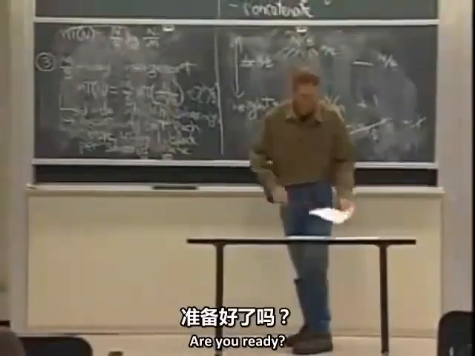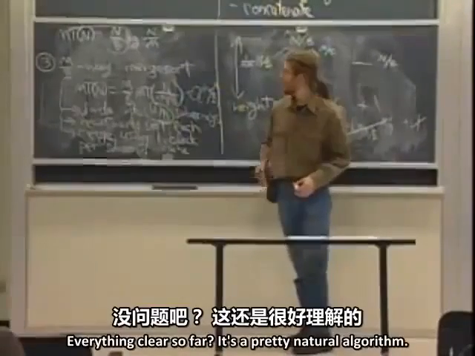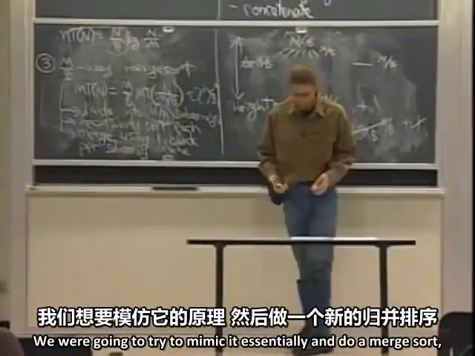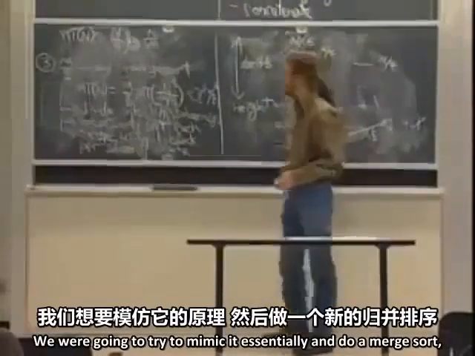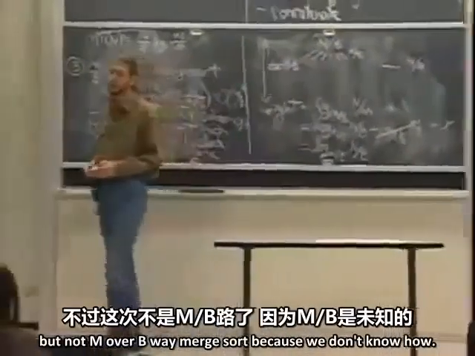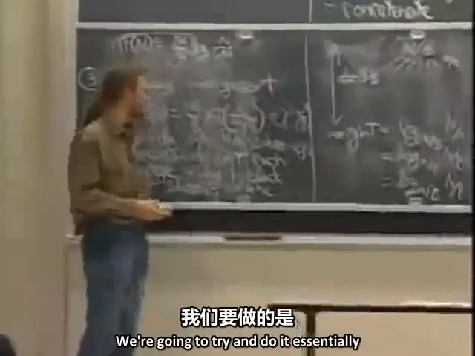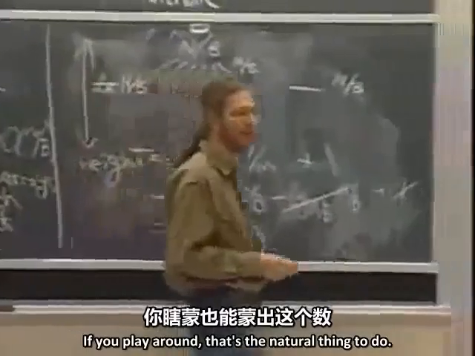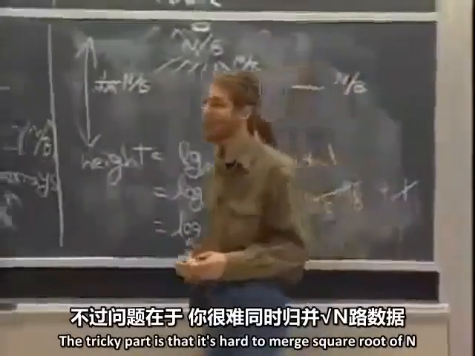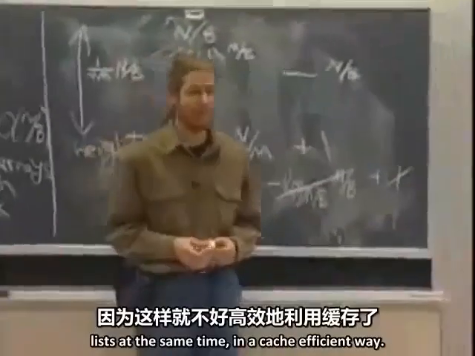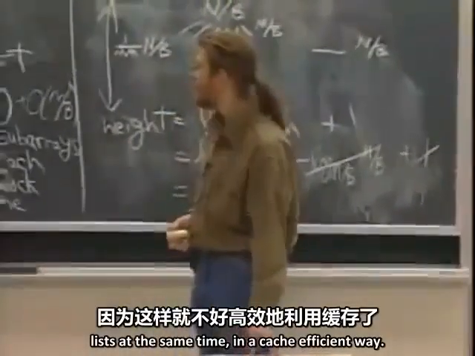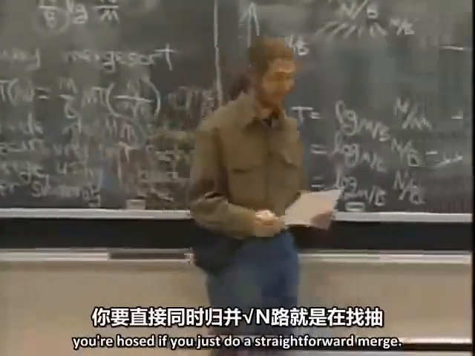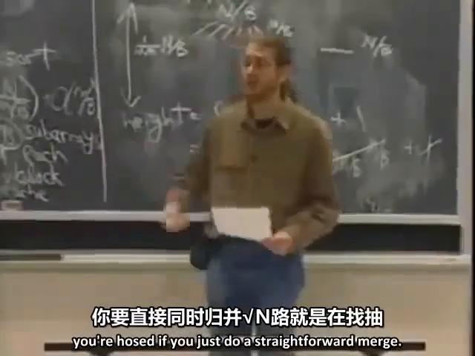Are you ready? Everything clear so far? It's a pretty natural algorithm. We're going to try to mimic it, essentially, and do a merge sort, but not M over B way merge sort because we don't know that. We're going to try and do essentially a square root of N way merge sort. That's kind of, if you play around, the natural thing to do. The tricky part is that it's hard to merge square root of N lists at the same time in a cache-efficient way. We know that if square root of N is bigger than M over B, you're hosed if you just do a straightforward merge. So we need a fancy merge.